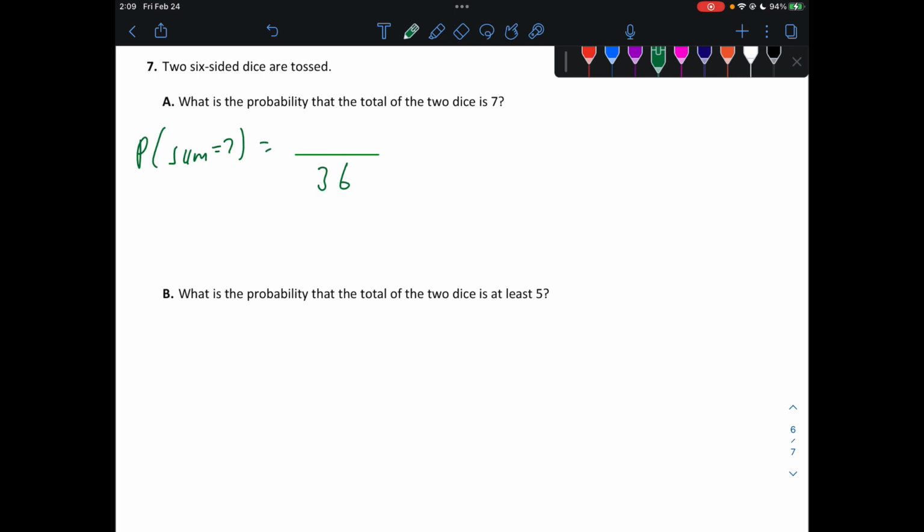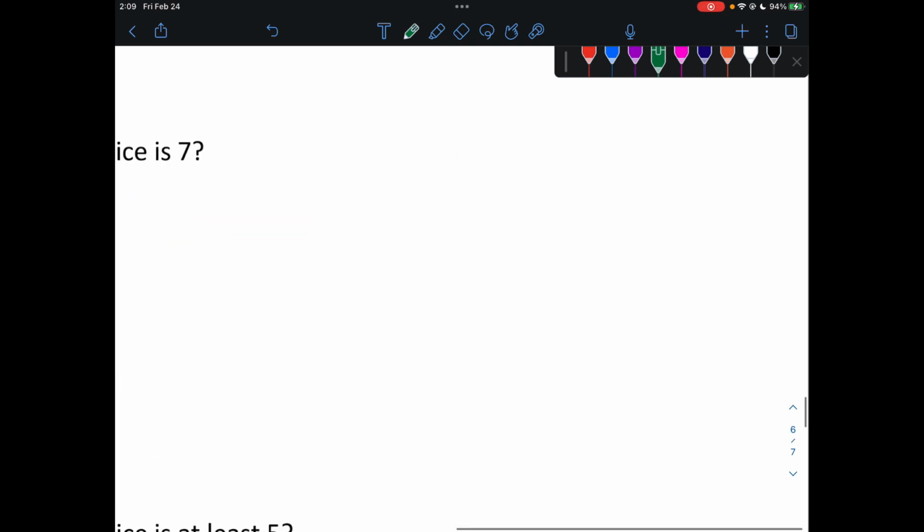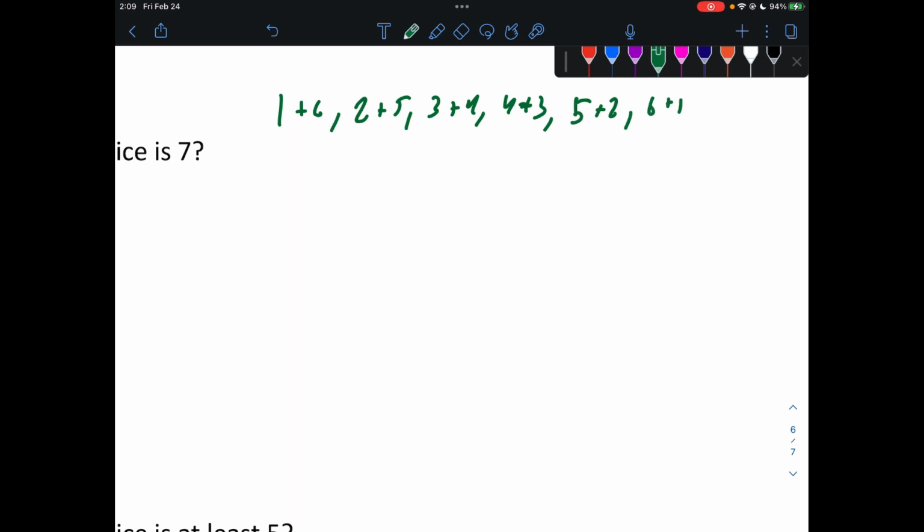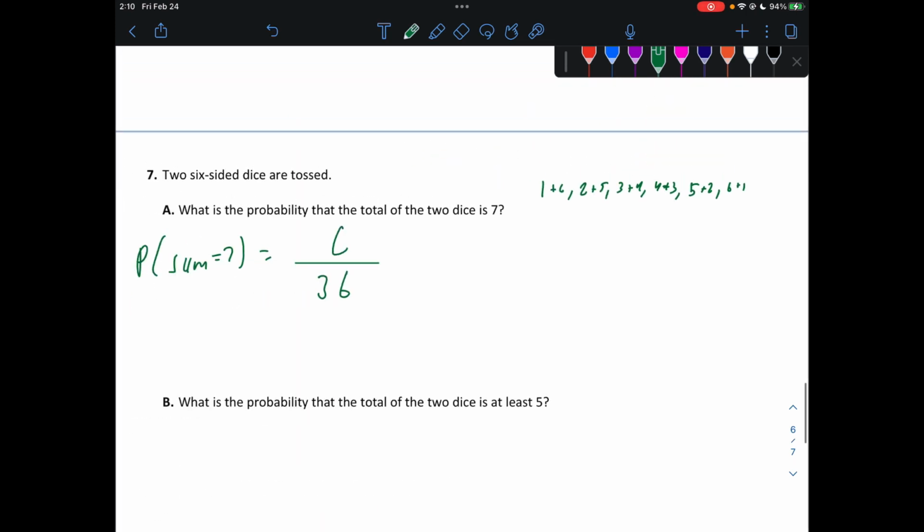The probability of the dice being 7. Well, let's think about this for a second. We can have 1 and 6, 2 and 5, 3 and 4, 4 and 3, 5 and 2, or 6 and 1. So there's 6 different possibilities, so it's 6 out of 36, or 1/6, or 16.67%.